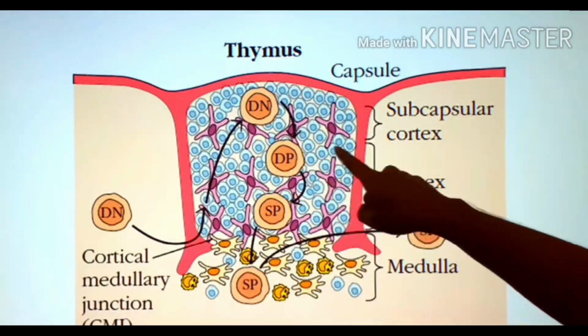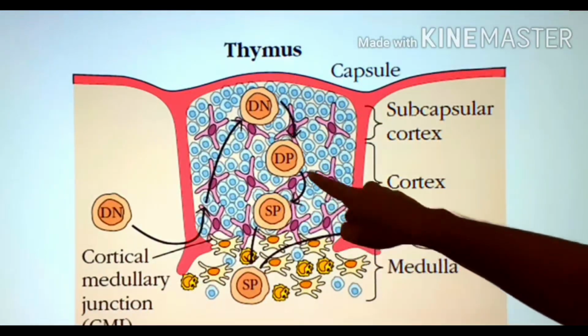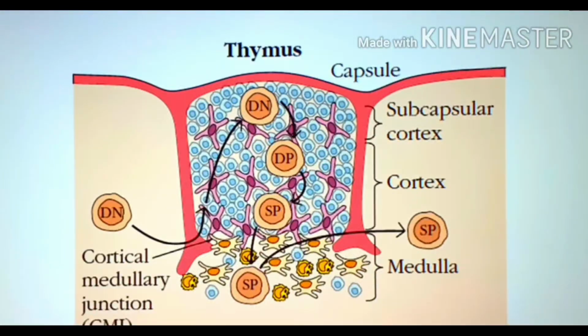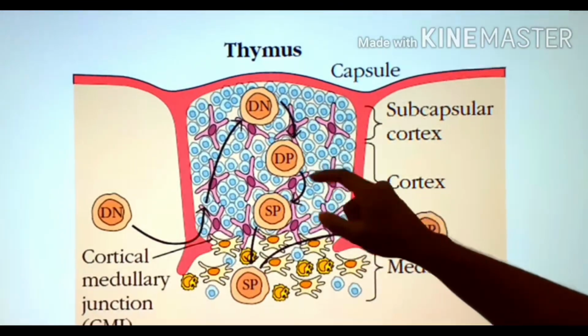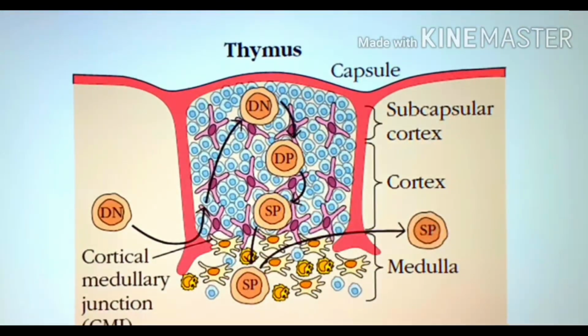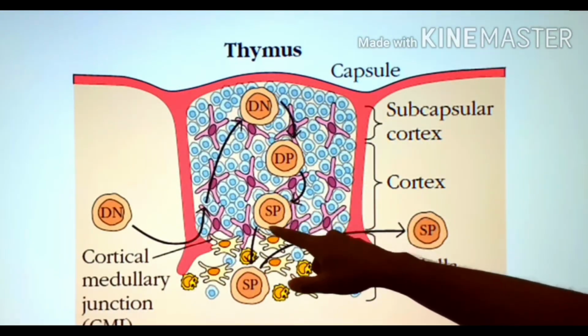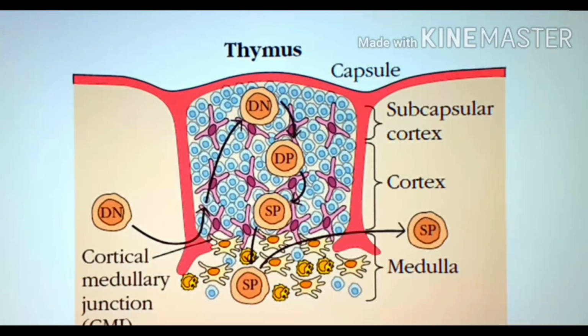This occurs in the cortex region, and then the double positive cell becomes single positive, means a cell or thymocyte, actually immature T cell called thymocyte, can either express CD4 or CD8, never express both CD4 and CD8 together. The single positive cell goes through a selection process in the medulla. In my another class, I will explain T cell development in more details.